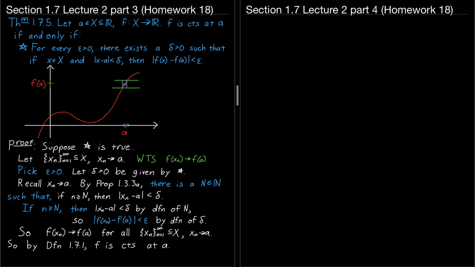Now we want to prove the converse direction. We want to show that if f is continuous at a, then the condition star is true. And it's actually easier to prove the contrapositive. That is, we assume that the condition star is false, and we show that f is not continuous at a. So let's suppose that our condition star is false.